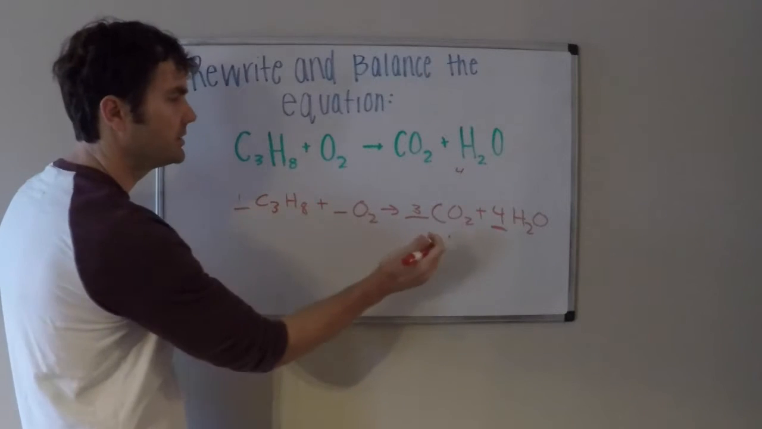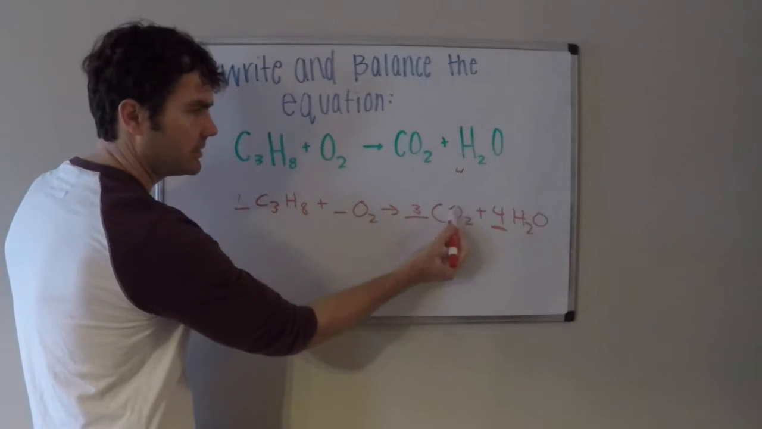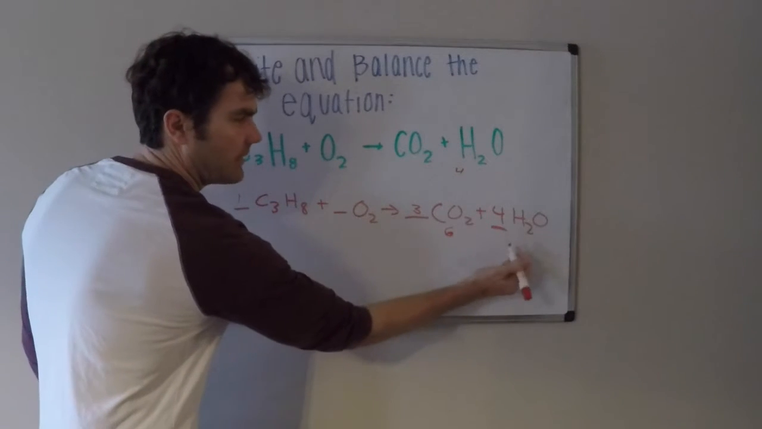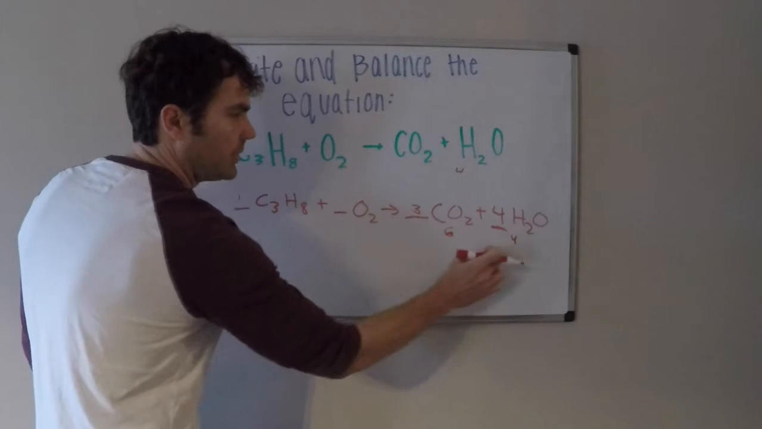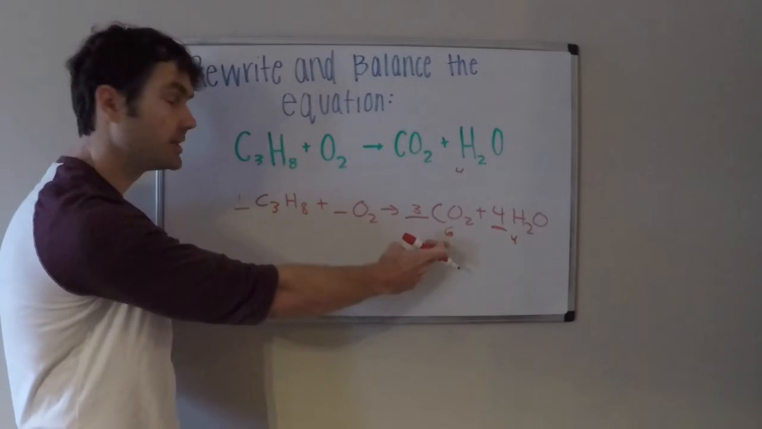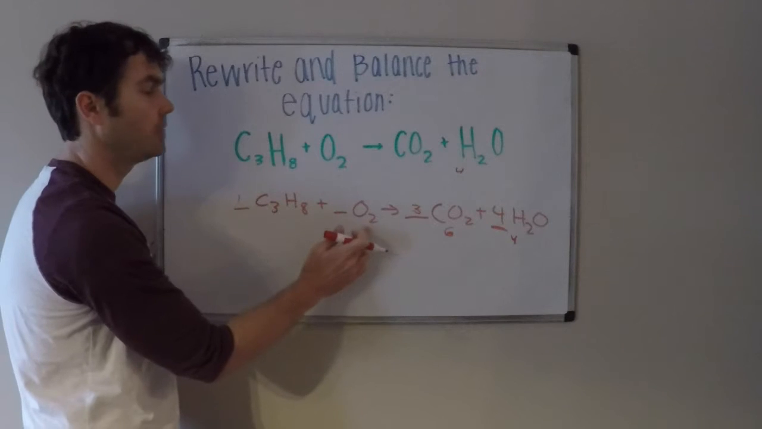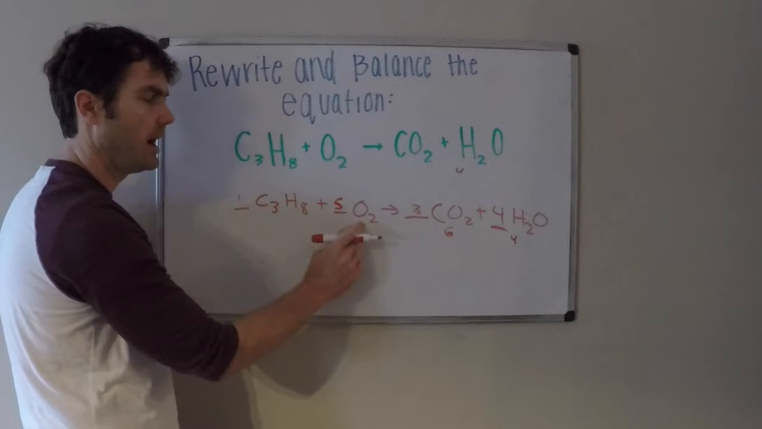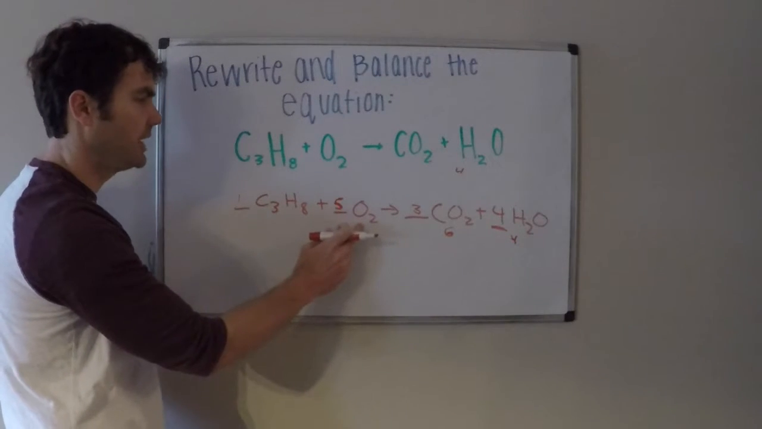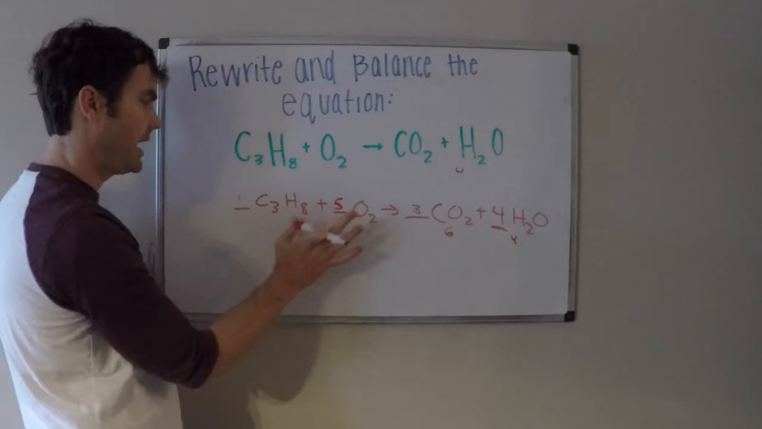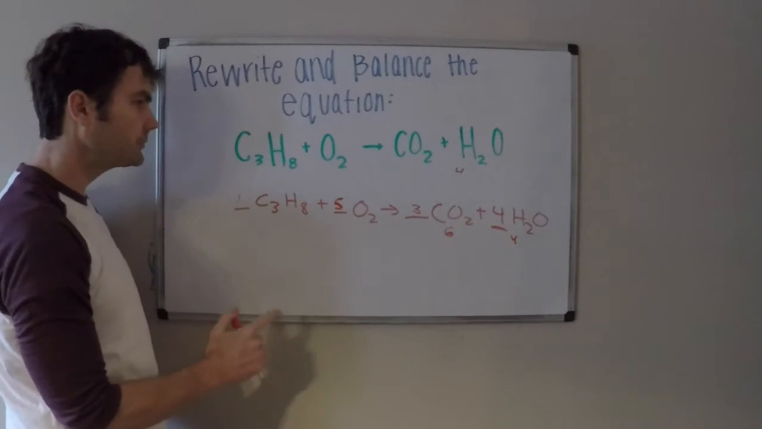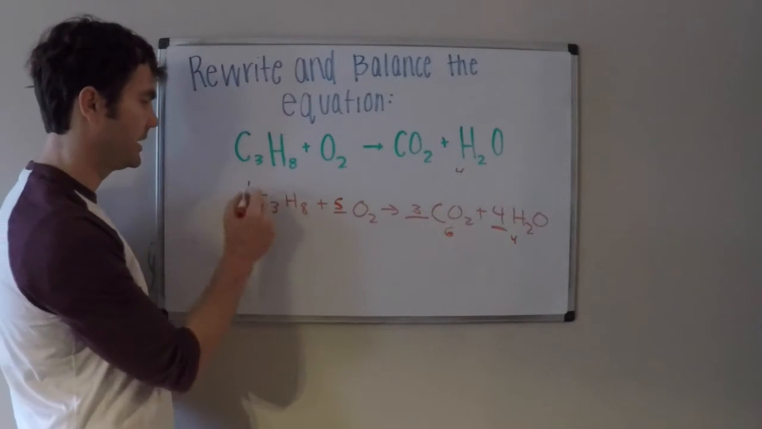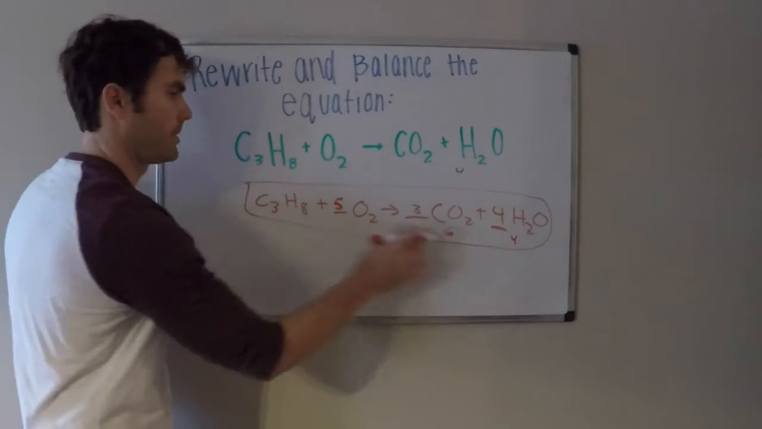Let's start working on oxygen. I've got 3 times 2 oxygens here, so this is 6 total oxygens, and over here I've got 4. So with 4 plus 6, I've got 10 oxygens I need on the other side. How can I make 10, or can I make 10? Yes, if I put a 5 out front right here, that makes the equation balanced. So I'll have 10 oxygens, 3 carbons on each side, and 8 hydrogens on each side. Again, I probably wouldn't write the 1 in front of this term, but that would be the final answer right there.